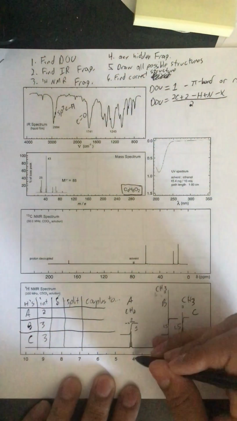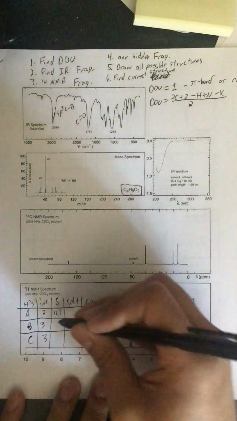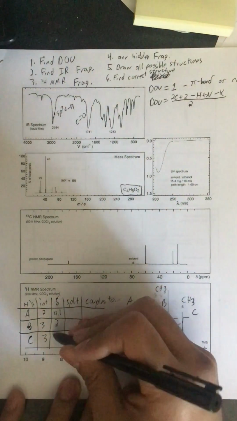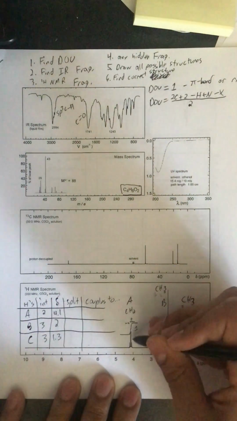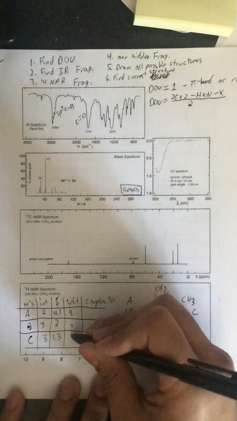So the chemical shift, I'm just going to read off the x-axis. So for A, it's going to be like 4.1. For B, it's going to be 2. And for C, it's going to be like 1.3. The splitting, A is a quartet. For B, it's a singlet. And for C, it's a triplet.